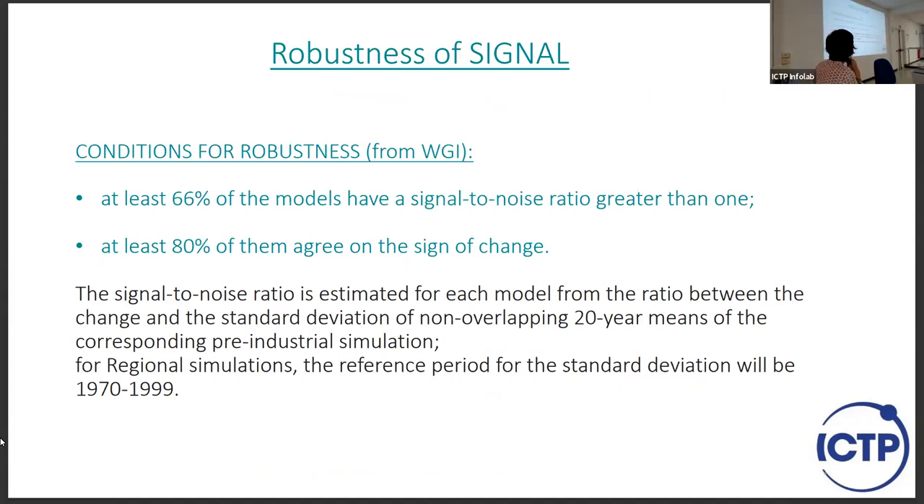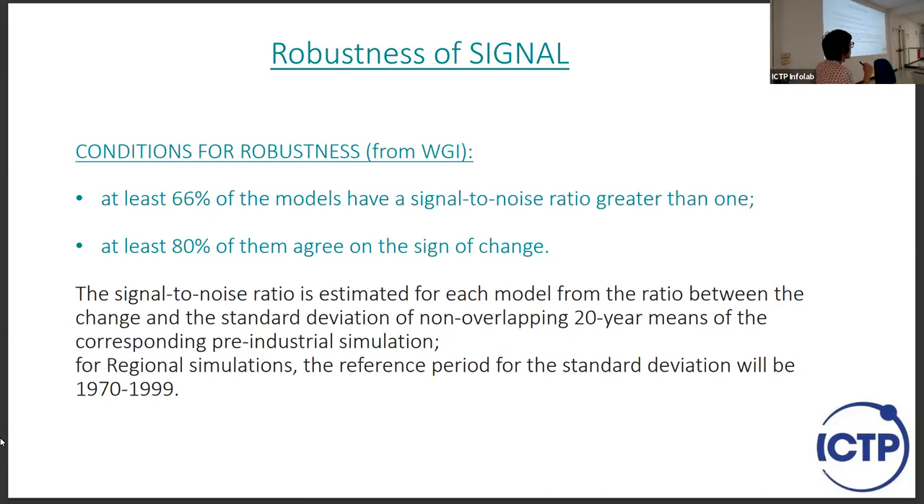In this context, from Working Group One, the robustness of change has been defined as follows: at least 66% of the models should have a signal to noise ratio greater than one, and at least 80% of them must agree on the sign of change. If these two conditions are satisfied, the change can be defined as robust.